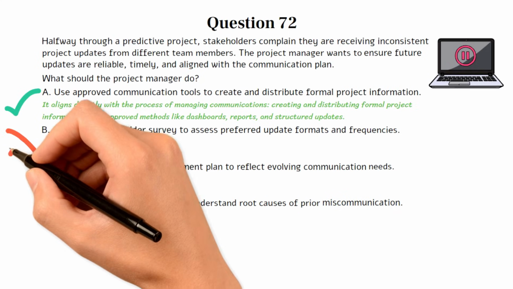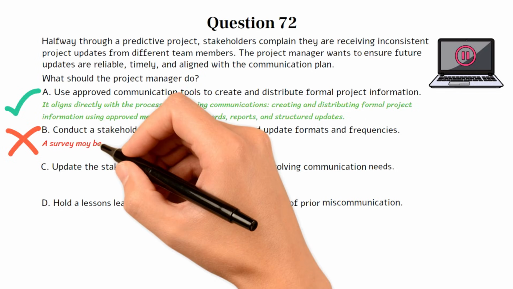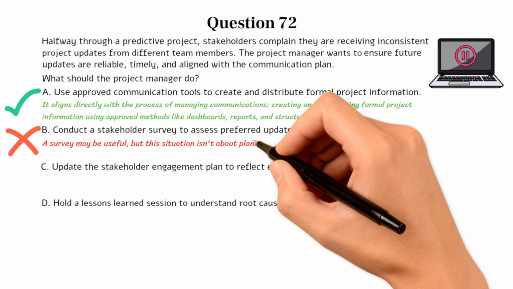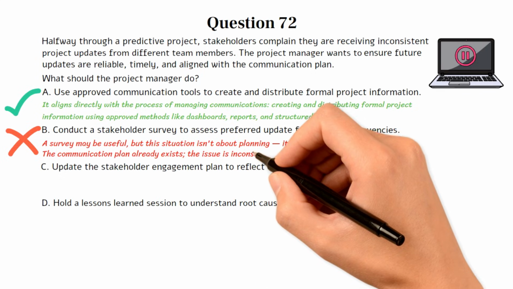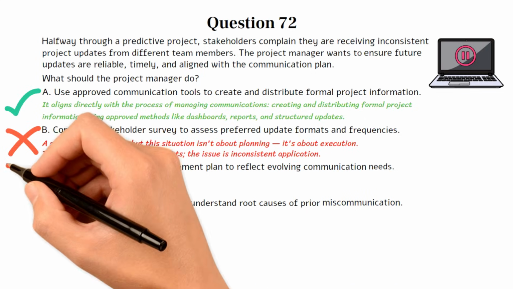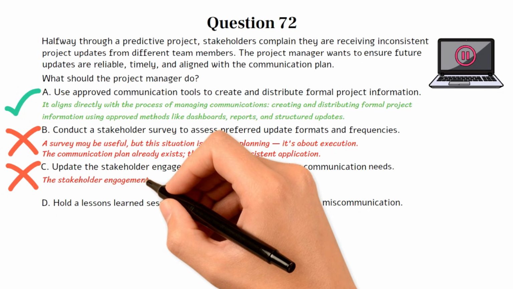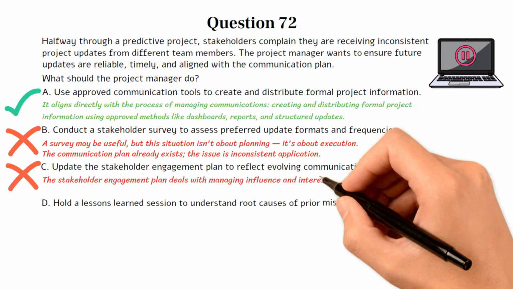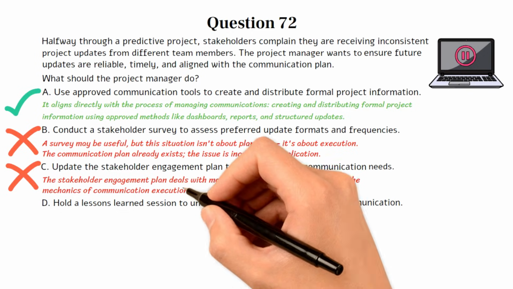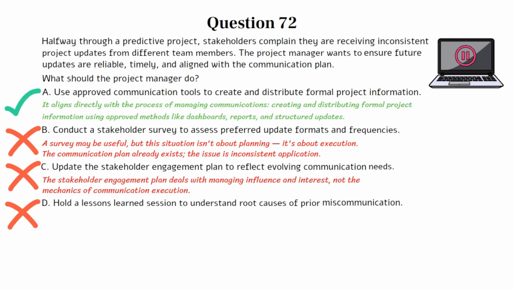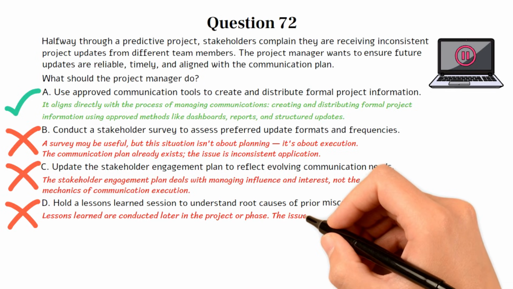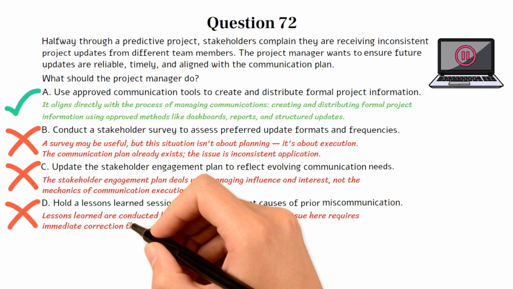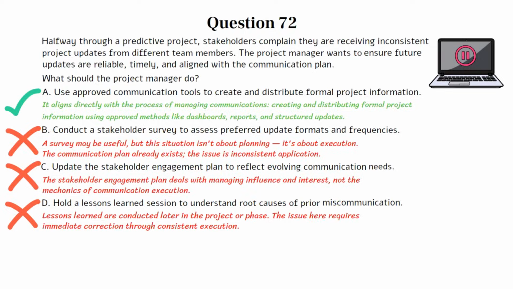Choice B is incorrect. A survey may be useful, but this situation isn't about planning, it's about execution. The communication plan already exists, the issue is inconsistent application. Choice C is incorrect. The stakeholder engagement plan deals with managing influence and interest, not the mechanics of communication execution. Choice D is incorrect. Lessons learned are conducted later in the project or phase. The issue here requires immediate correction through consistent execution. Let's move on to the next question if you're ready.